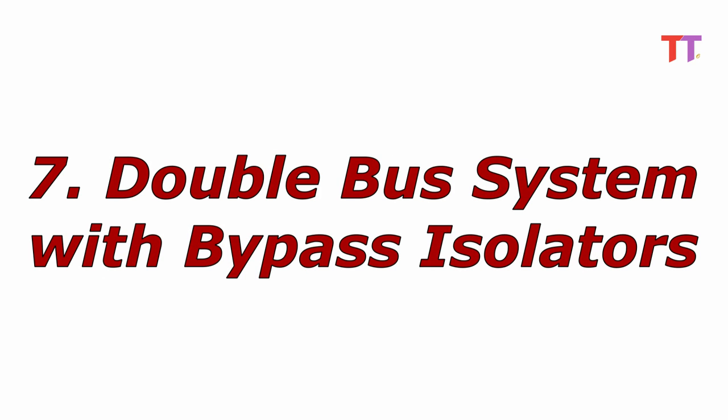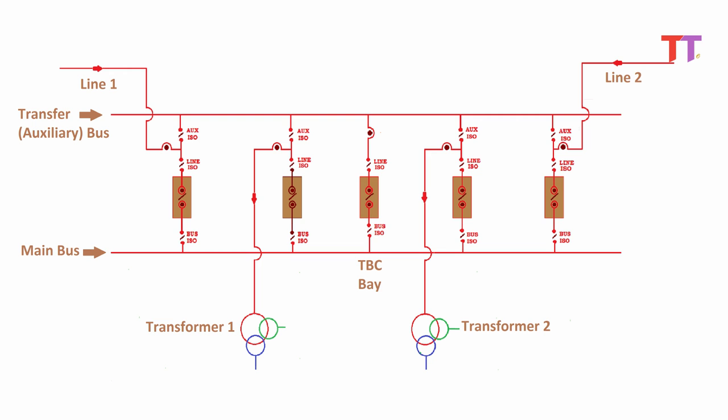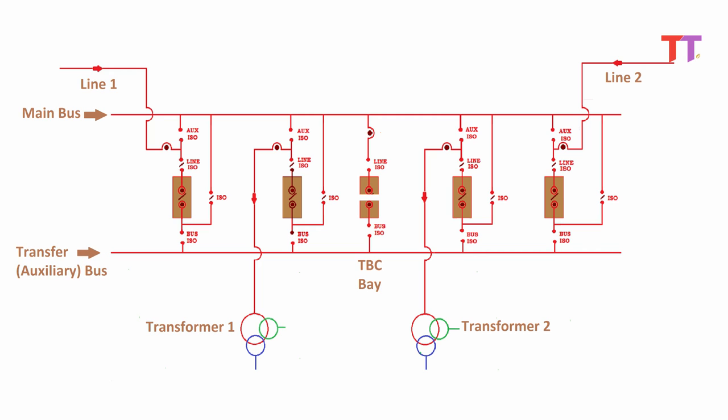7. Double bus system with bypass isolators. This is nothing but the main and transfer bus system with the addition of bypass isolators to each bay. In normal condition, we can see load is on the main bus, with bypass isolators open. Now the transfer bus can be used as the main bus, and the main bus as the transfer bus, by closing bypass isolators and opening the respective bus isolator. Please note that shutdown is required to shift complete load on the other bus, in order to use it as the main bus. TBC operation is the same as we discussed in the main and transfer bus system.